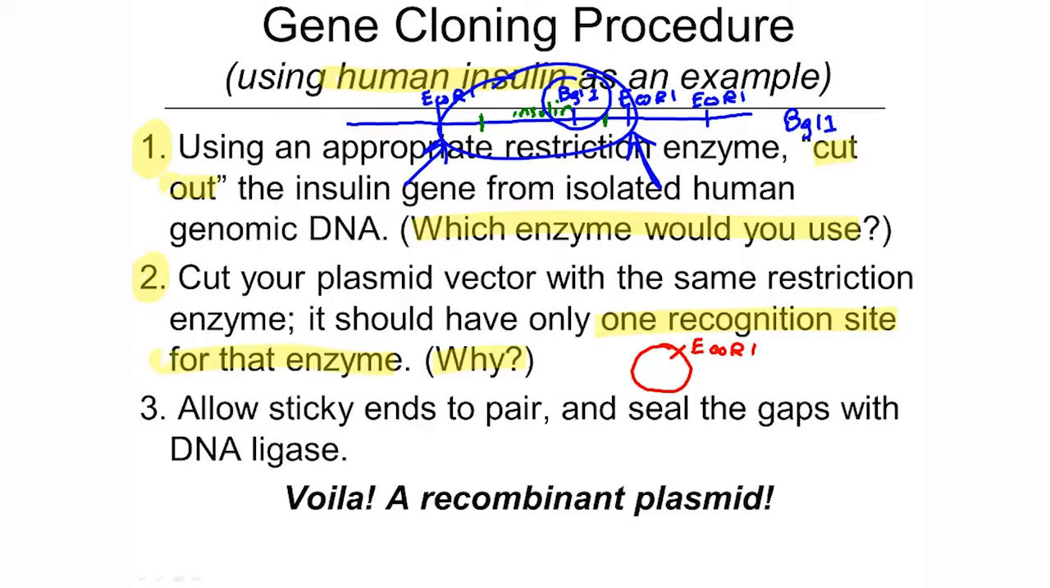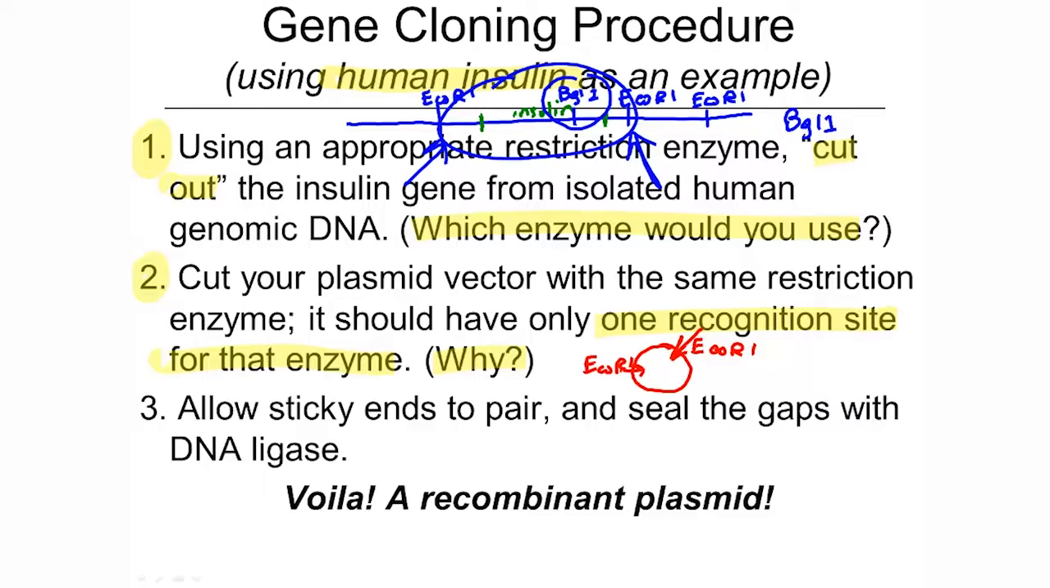If there's one of it in there, think of what happens if you cut a circle one time. What you're really doing is opening up the circle. And that's exactly what you want to do, right? You want to open it up, pop that human insulin gene in there, and then paste it back together, if you want to think of it that way. Let's check this out. If there was another EcoR1 site on this plasmid, we'd cut it twice. It would literally cut this circle into two different fragments. We don't want that. We just want to open it up. So the cloning vector must have one site for the same enzyme that you chose. And you might say, well, isn't this difficult to find?